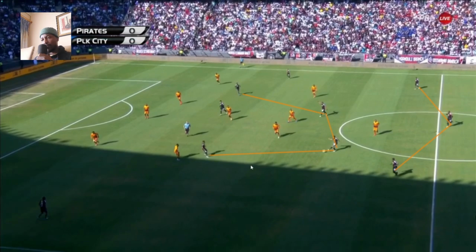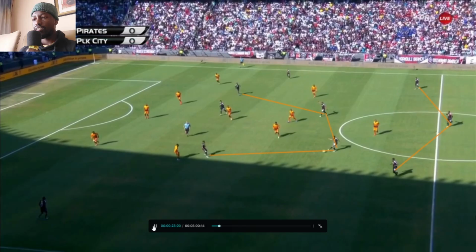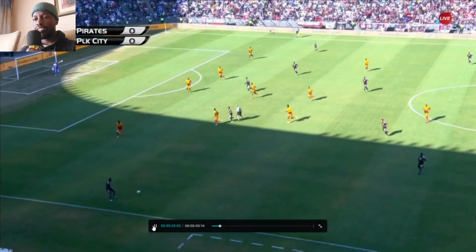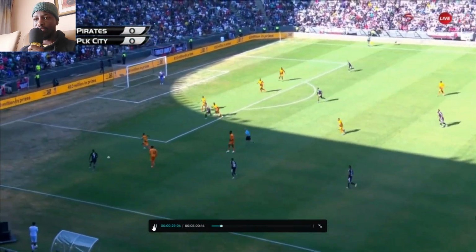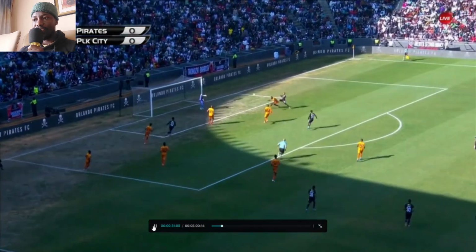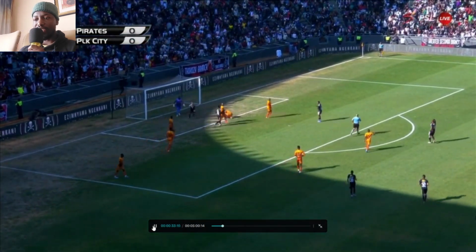But this opens up spaces for the fullbacks. As you can see, Hoto has a lot of space which he can exploit in the game, in the wide regions, I mean. Yes, you can see now, this is still in the first minute, and already Pirates have created a chance.